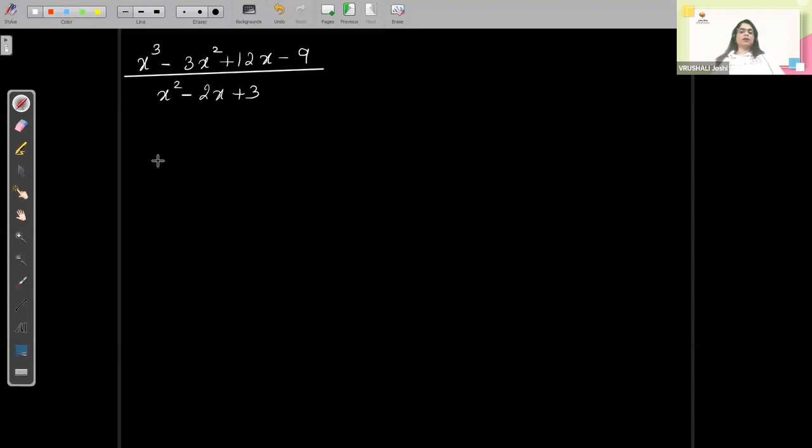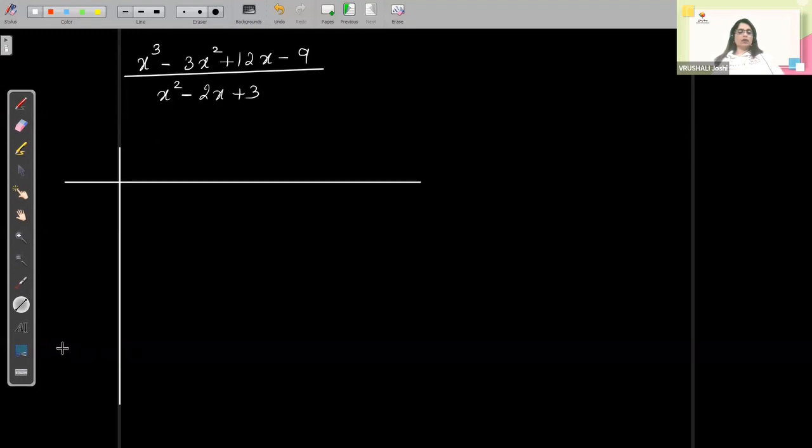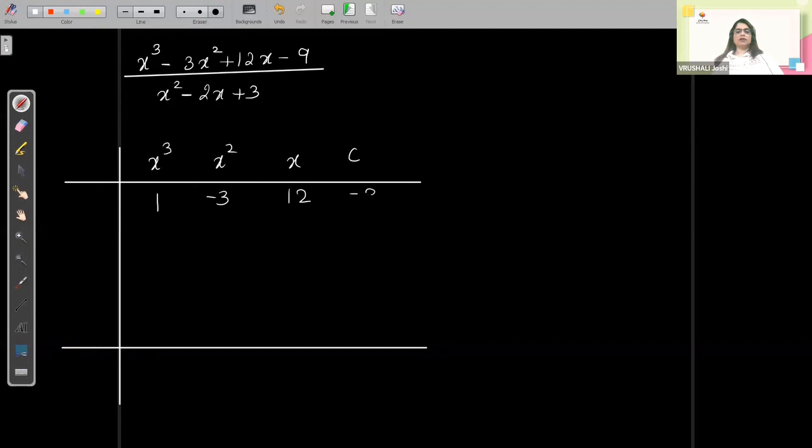Okay. Now, first of all, let us look at this sum first, and then we will do the other type of sum that we had seen. So, how do you arrange this? Have you understood by now how to arrange this? x cube, x square, x, and constant, which is 1, -3, 12, and -9. And what numbers will come here?